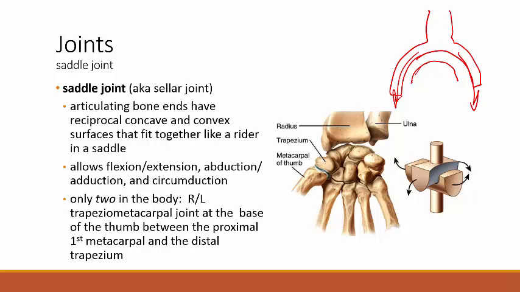But the saddle joint, the way the rider is shaped, there's also motion coming this way, like if you could imagine movement directly toward you from the screen or directly into the screen. So it allows flexion, extension, abduction, adduction, and circumduction. And there's only one place that we see a saddle joint like this, and that is where the thumb, the first metacarpal, the thumb metacarpal, articulates against the trapezium there in the wrist.